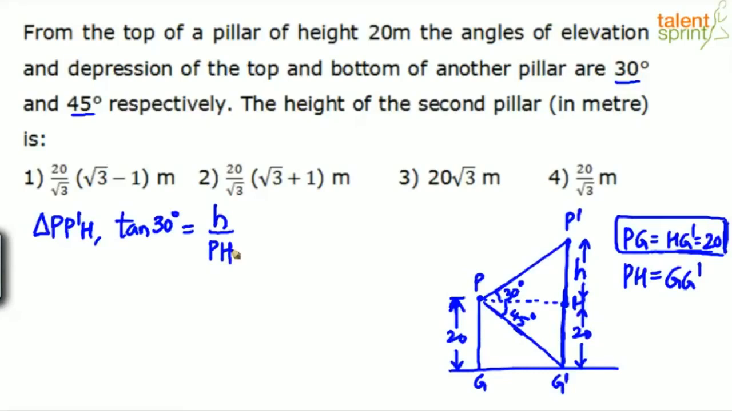Right? So we can say the height H is equal to PH into tan 30. How much is tan 30? 1 by root 3. That is equation number 1, let's say. Now consider the other triangle.